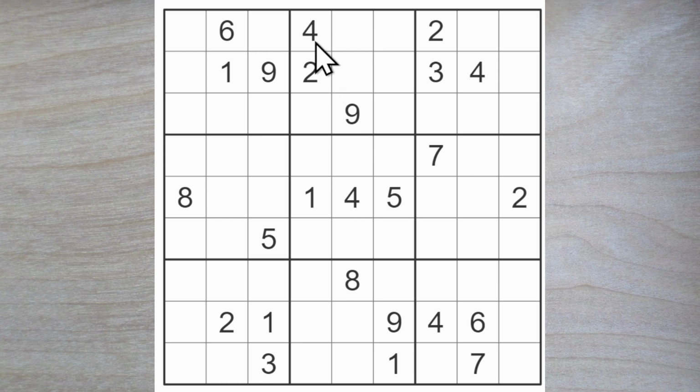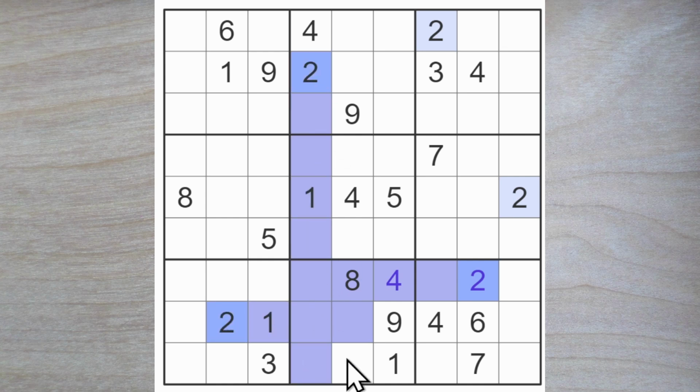That out of the way, let's look at these two fours blocking like so, giving me a 4 here, and these two fours now force a 4 to go either here or here. A 2 blocks down here and a 2 blocks down here. So here's a 2, which blocks across, this 2 blocks across, and this 2 blocks down. So a 2 has got to go here.